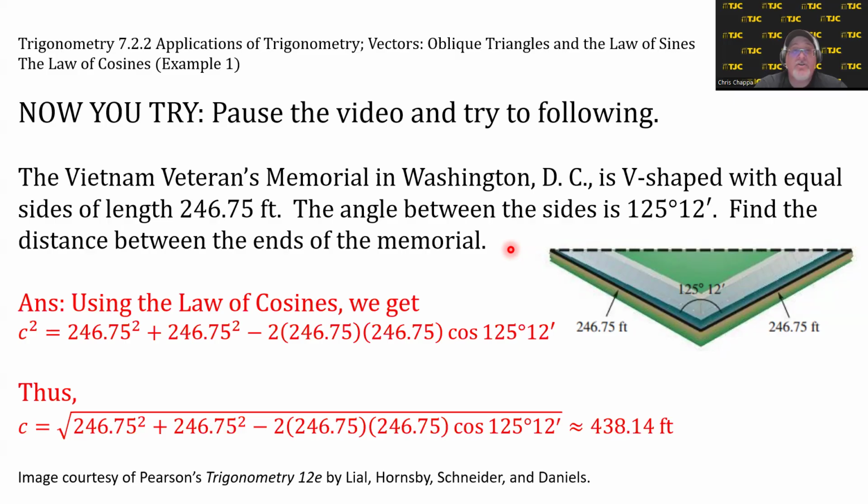But regardless, using the law of cosines, we get C squared equals the sum of the squares of the adjacent sides to the angle minus 2 times the product of the adjacent sides times the cosine of the angle in between. Take the square root of both sides and then use a calculator, and you get the distance between the ends of the memorial is approximately 438.14 feet.